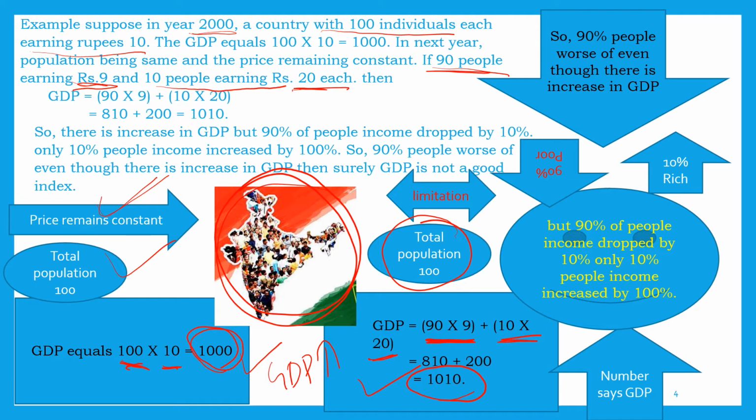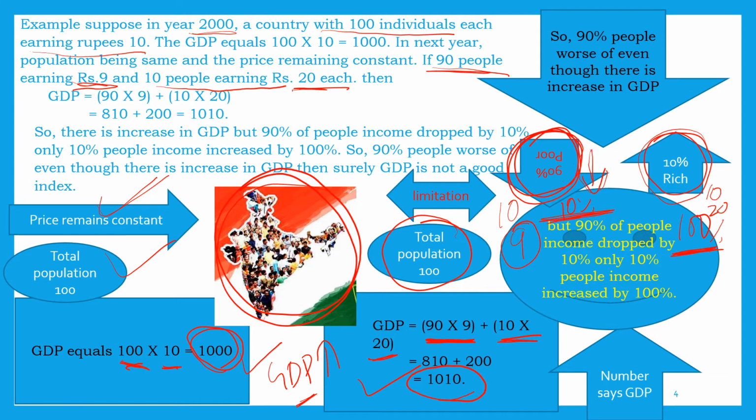But you should remember one thing here. 90% of people's income decreases by 10% and only 10% of people increased by 100%. That means it was 10, now it has become 20 rupees. So 10% of people increased by 100%. But if we consider the poor people, the 90% of people, their income decreases. Previously their income was 10, now it is 9 rupees. That means there is a fall in income by 10%.